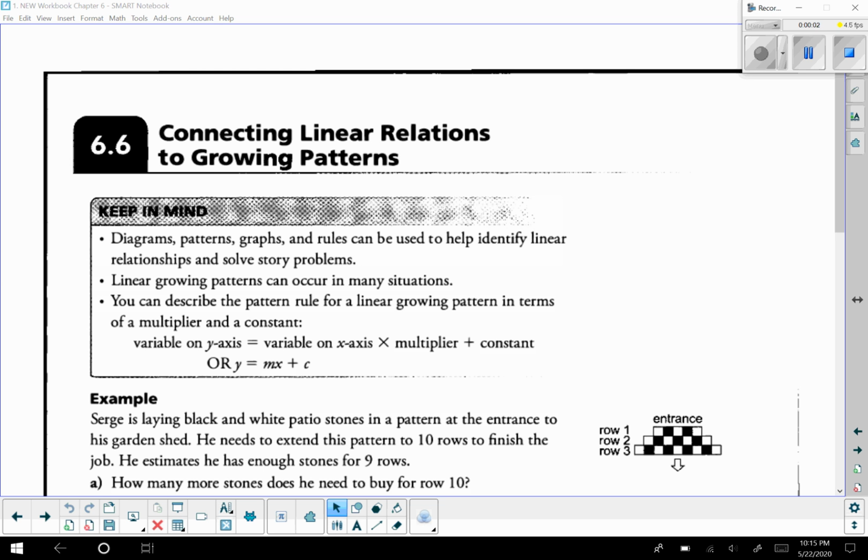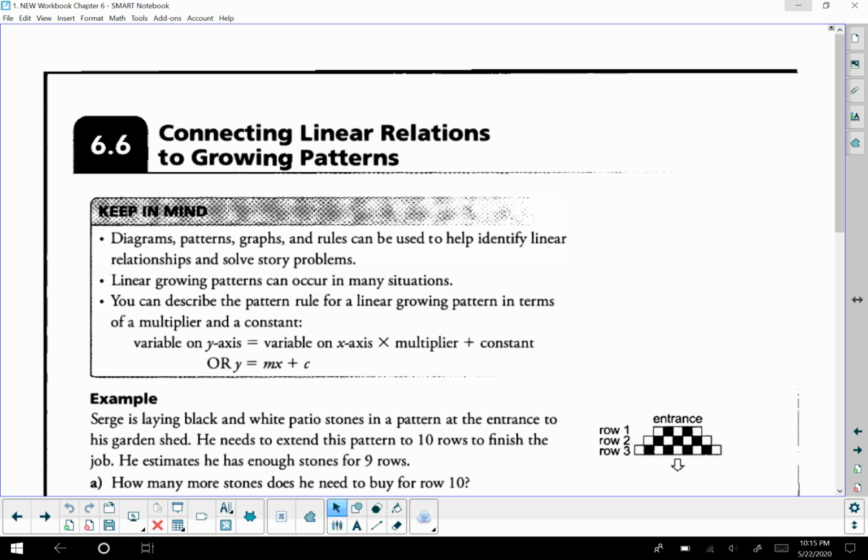Hello class, we're bringing it all together in section 6.6. We're connecting linear relations that we've been doing since chapter 5, and we're looking at growing patterns that we've been focusing on in chapter 6. If you remember at the beginning of this topic, I said there's going to be four ways you can represent linear relations.